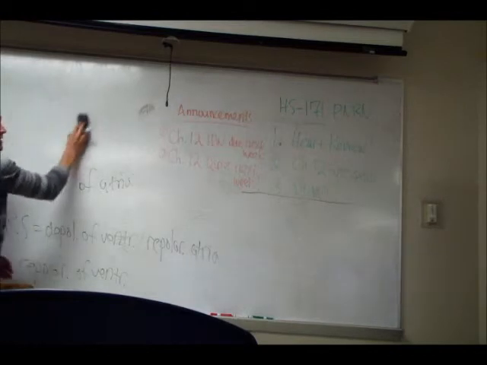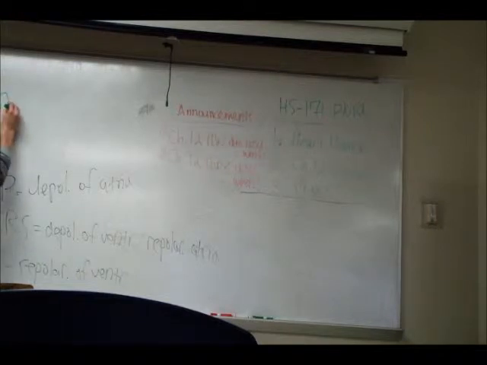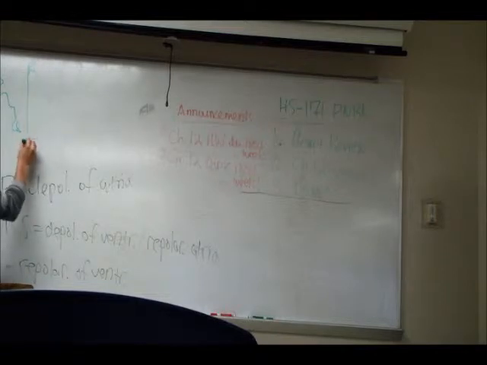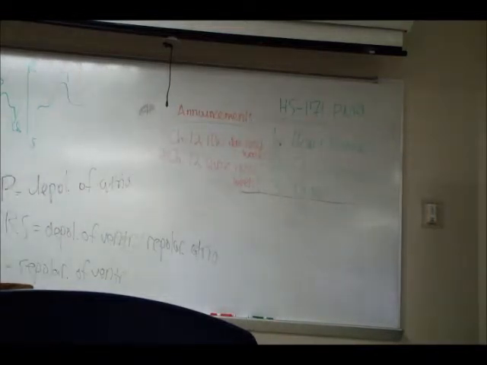A-flutter is very similar. So what's this called here? The first wave? The P wave, right? Second one? QRS. Good. And third one? T. Good. People with a flutter look like this.